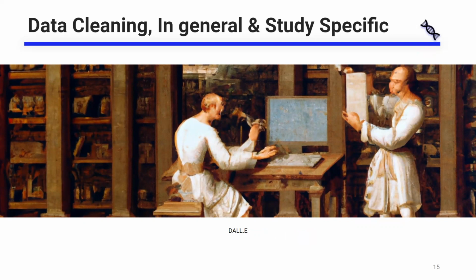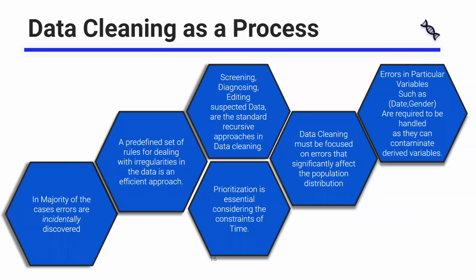I'll continue to explain the key differences and elements of data cleaning in general and for a study-specific process. As mentioned in the paper, data cleaning in general is allocated a hefty portion of time in real-life data science projects. And in the majority of situations, irregularities and inconsistencies are discovered incidentally. According to the authors, it is ideal to have a predefined set of protocols that guide the data cleaning process. And this predefined set of actions is characterized into screening, diagnostic, and editing, as explained earlier by my teammates.